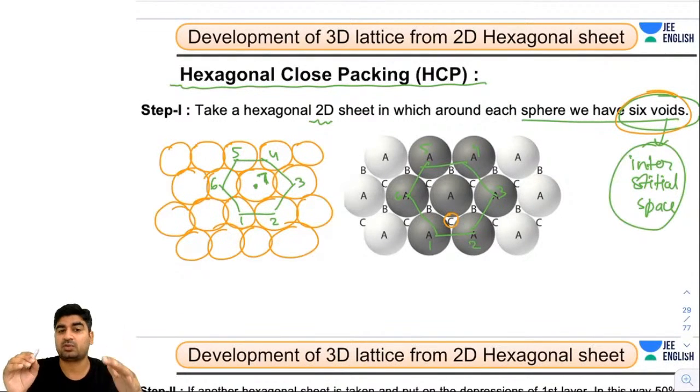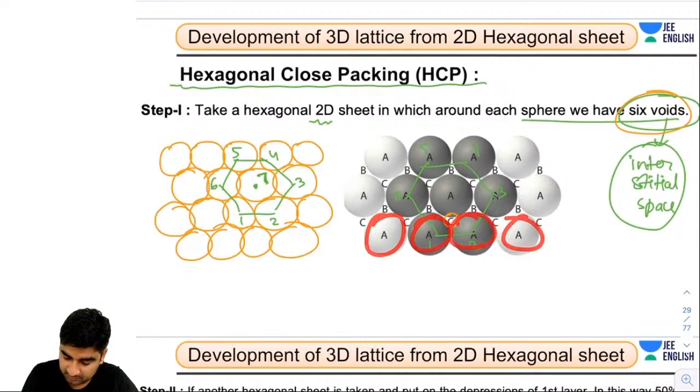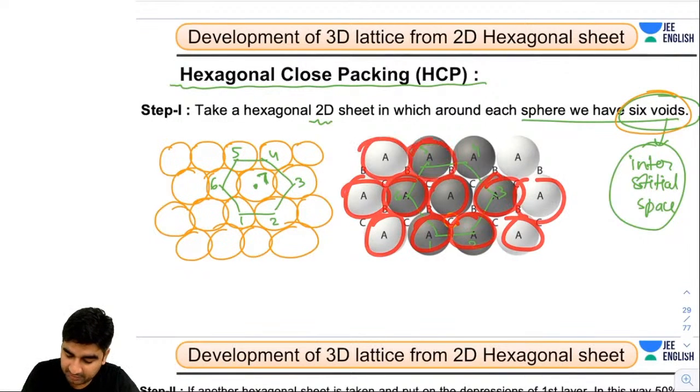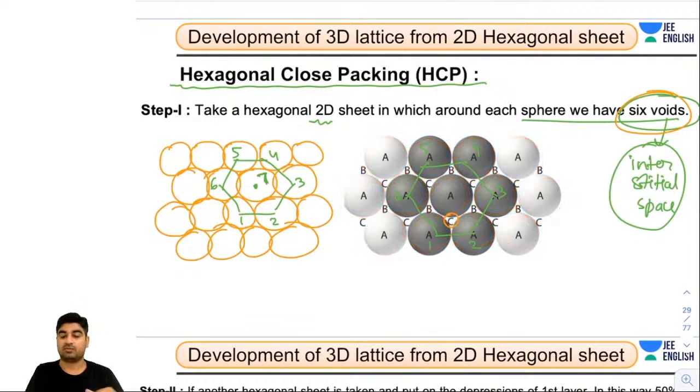If I'm going to take one more hexagonal sheet and place it exactly over it, what will I get, guys? I will get an AA type arrangement, but till today there has been no single compound found in AA type layering of hexagonal sheet. So there is no compound.